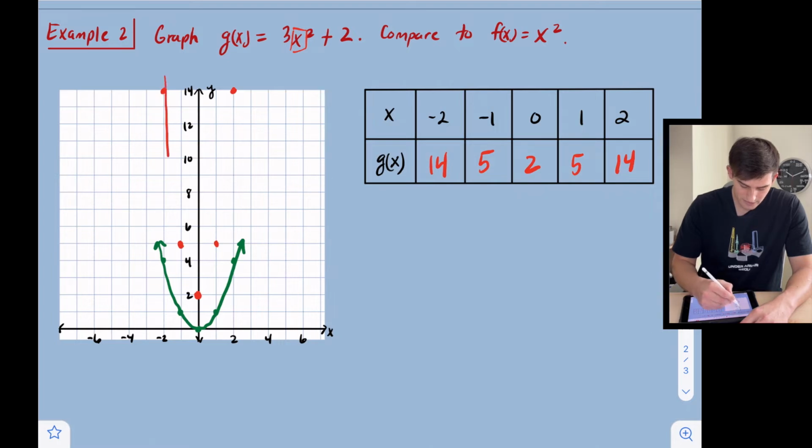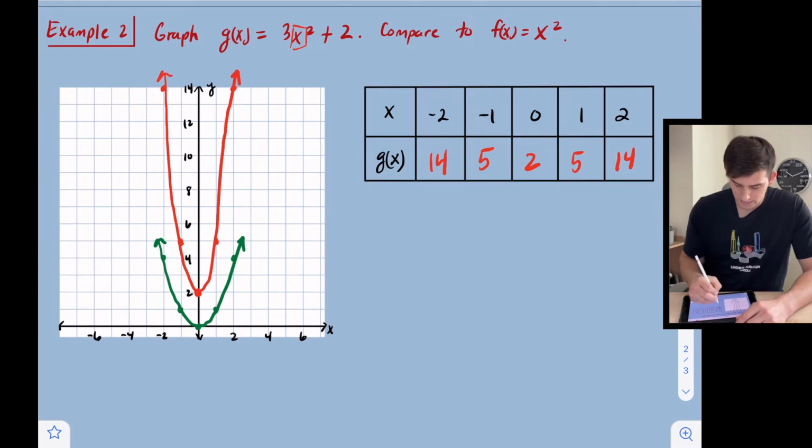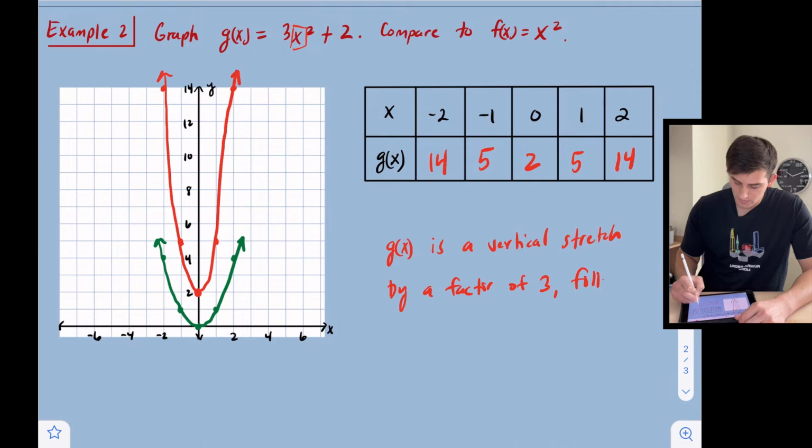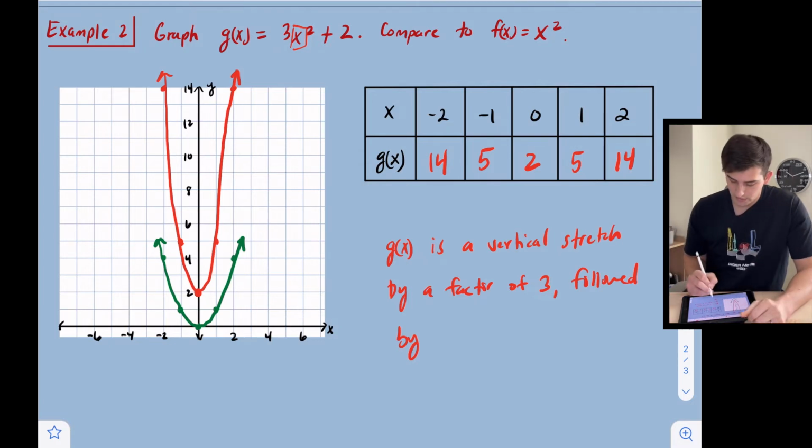Okay, so now when we graph this one, there we go, we see a couple things, right? It's a lot more narrow, so we can say g of x is a vertical stretch by a factor of 3, followed by, and so the key here on a parabola, look at your vertex. Where'd the vertex go? Well, it went up. It went from (0, 0) to (0, 2). So we followed it by a vertical translation.